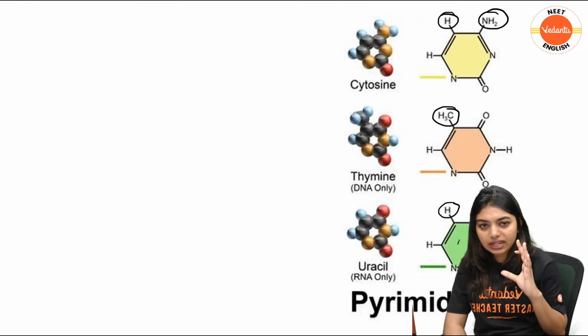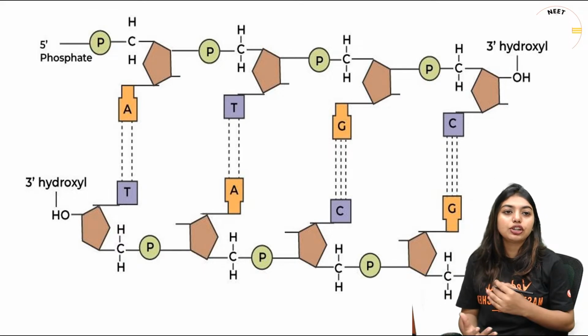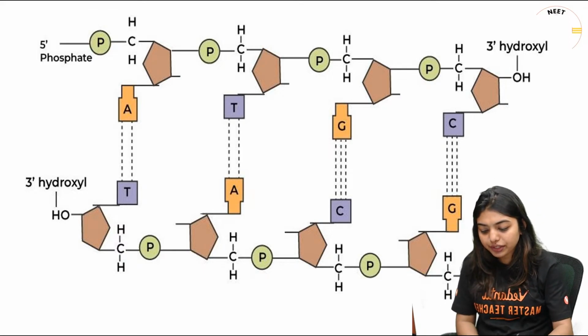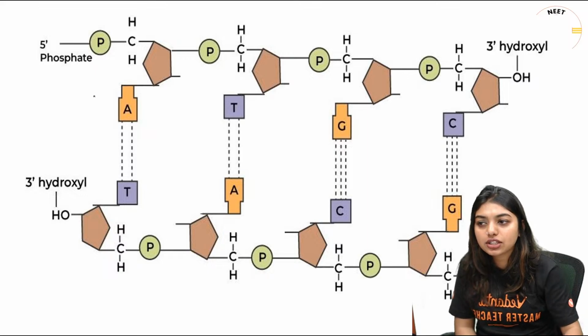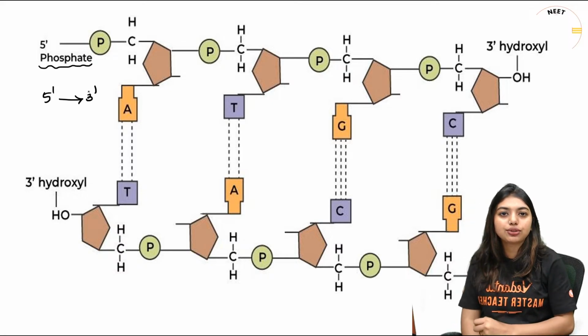So the structure varies. Now, this is a diagram given in your textbook, right? So, what does this diagram indicate, students? Understand, we call it 5-prime to 3-prime. How do we call it 5-prime to 3-prime?